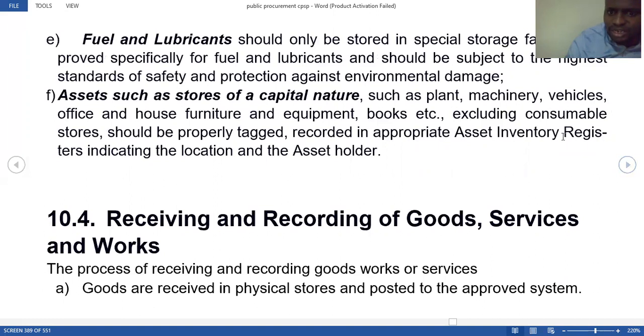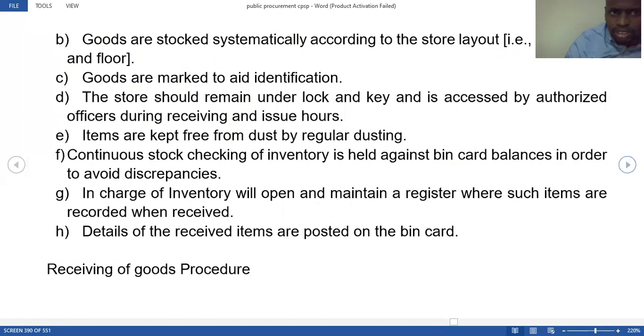What is the receiving and recording of goods? What is the procedure for receiving? The procedure is very simple. Number one, goods are received in the physical store and posted to the approved system. Then the goods are stocked systematically according to their store layout, or bins, or racks, or even floor, depending on your structure. Then the goods are identified and marked to aid identification. The store should remain under lock and key. So that is the physical procedure.